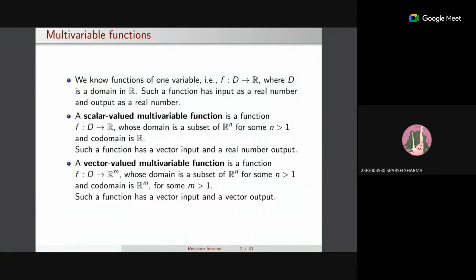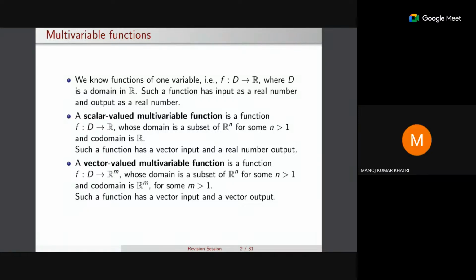But if you allow the output also to be a vector, which is an m-tuple of real numbers, such a function is called a vector valued multivariable function. So scalar valued or vector valued is in reference to what the codomain is. And then multivariable means your domain.